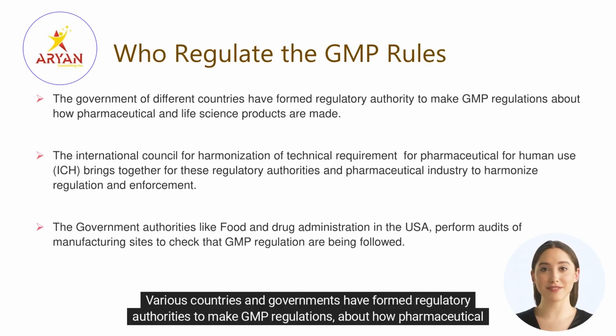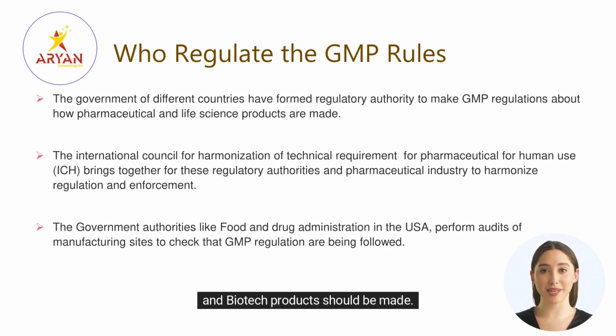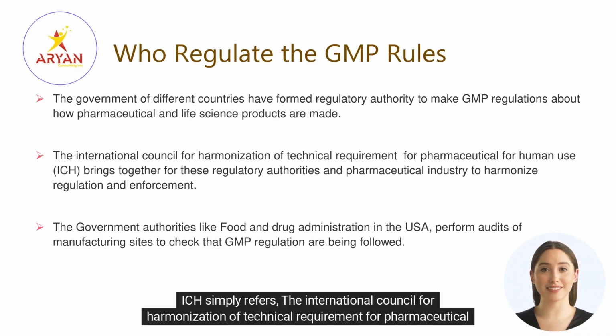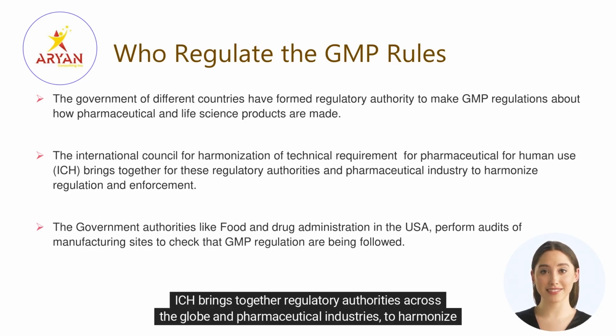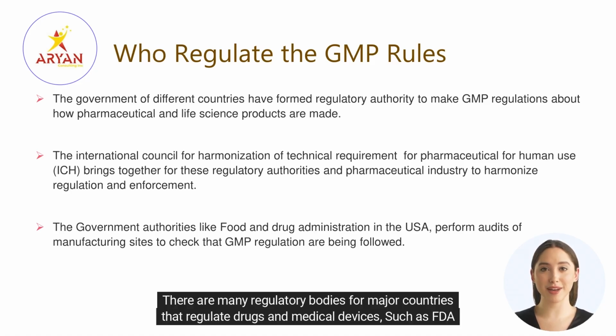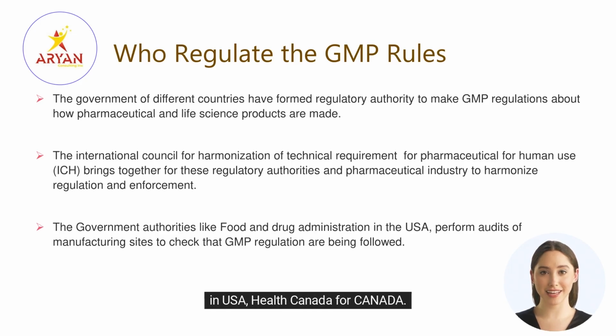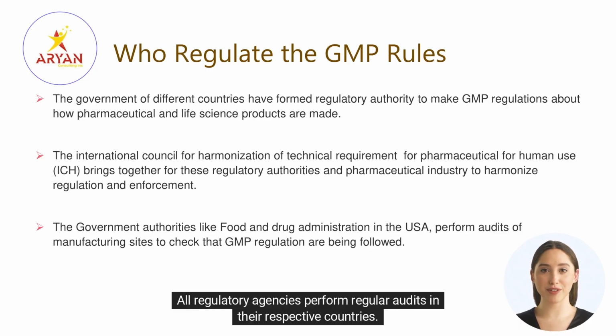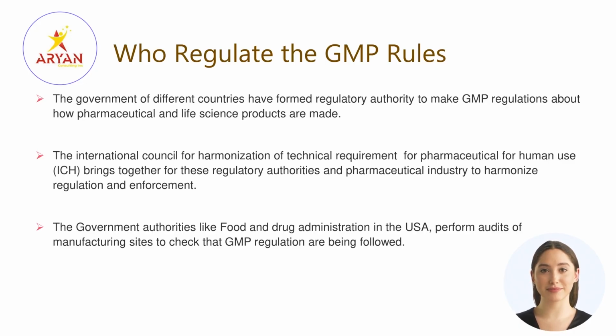Various countries and governments have formed regulatory authorities to make GMP regulations about how pharmaceutical and biotech products should be made. ICH simply refers to the International Council for Harmonization of Technical Requirements for Pharmaceuticals for Human Use. ICH brings together regulatory authorities across the globe and pharmaceutical industries to harmonize regulation and enforcement globally. There are many regulatory bodies for major countries that regulate drugs and medical devices, such as FDA in USA, Health Canada for Canada. All regulatory agencies perform regular audits in their respective countries.